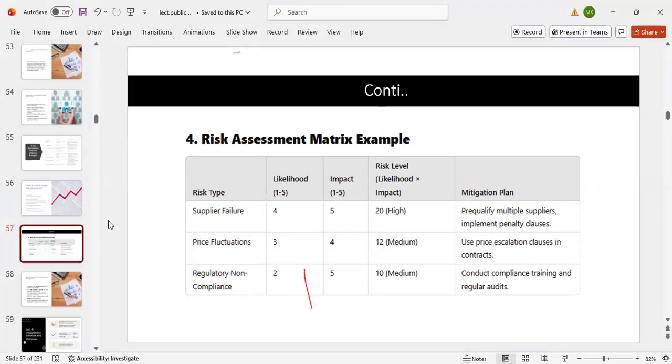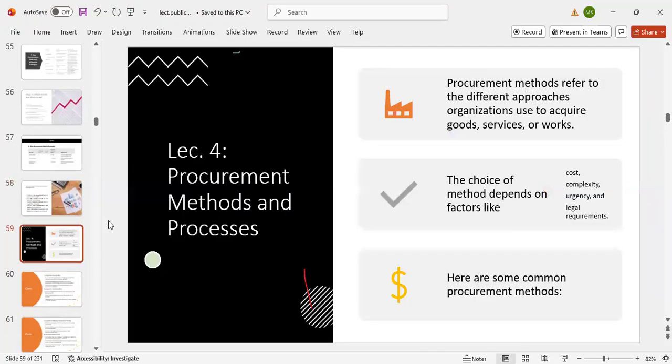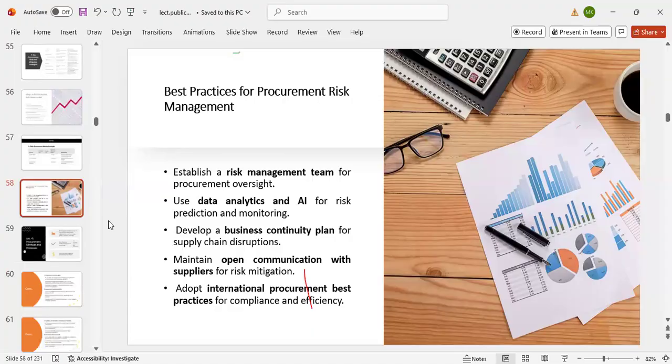So I think that is that. Best practice for risk management is to establish a risk management team. Very important. Use data analytics and AI, artificial intelligence, for risk prediction and monitoring. You can develop a business continuity plan. You can also have open communication with suppliers, and international procurement best practices can be adopted as the best ways of managing your risk. So I think that is that. This one is not many, that's why I'm just rushing.